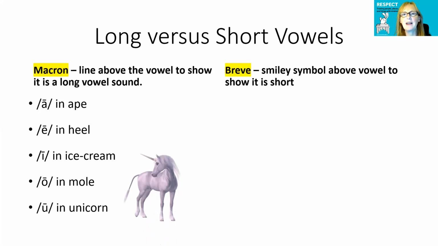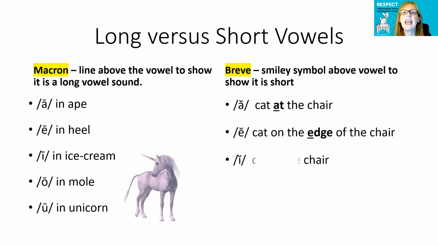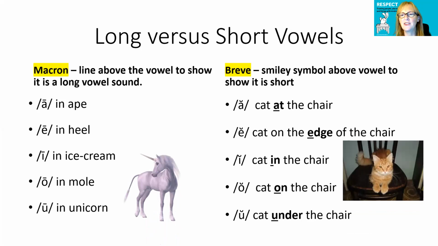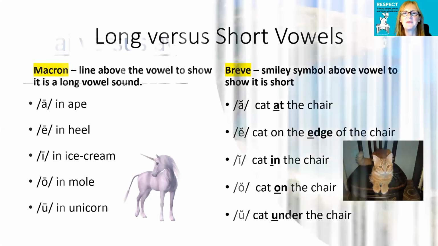The line above a vowel tells you that it is going to be long, versus the breve, which I already talked about. It's that smiley symbol above the vowel to show that it's short. Like A, the cat is at the chair. E, the cat is at the edge of the chair. I, the cat is in the chair. The cat is on the chair, and the cat is under the chair. And here's a new cat for you to see. This cat is on the chair. Short O sound. So a long straight line is a long vowel. The smiley is the short vowel sound.